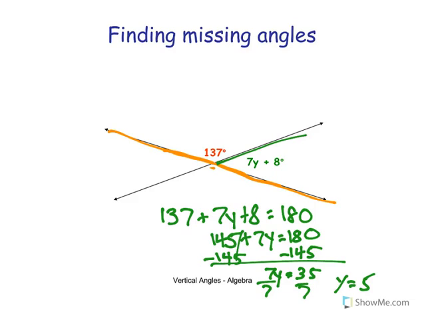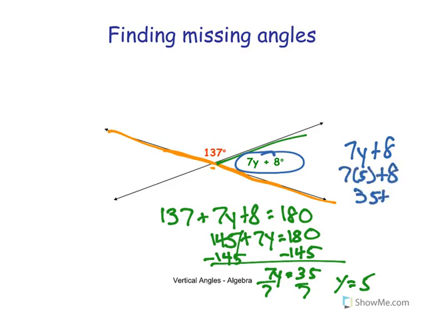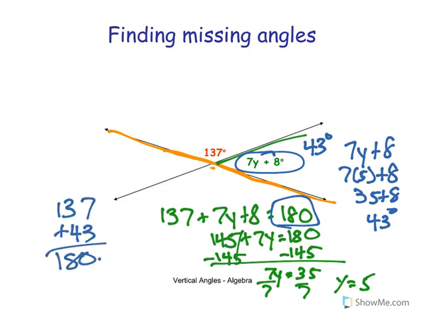So now we want to make sure we did that correct. So we're going to say, well, what's 7y plus 8 with y being 5? It's 43 degrees. And we're going to say, all right, I'm still not exactly convinced I got this correct. What can I do to make sure it's correct? Well, I need to know that the sum of those two angles is 180 degrees with the value we came up with for x. So I would add them, and that's my proof that we did this correct.